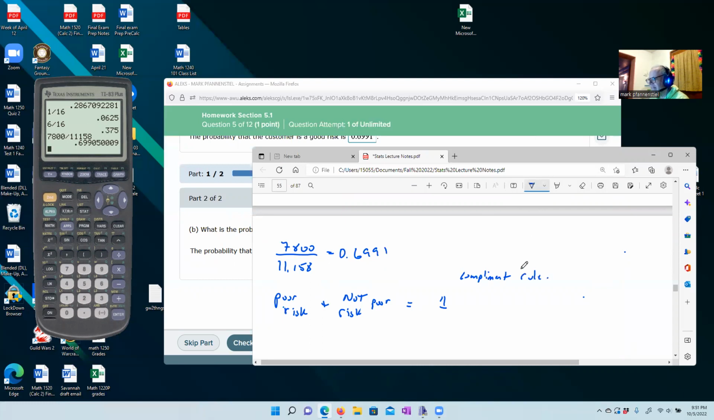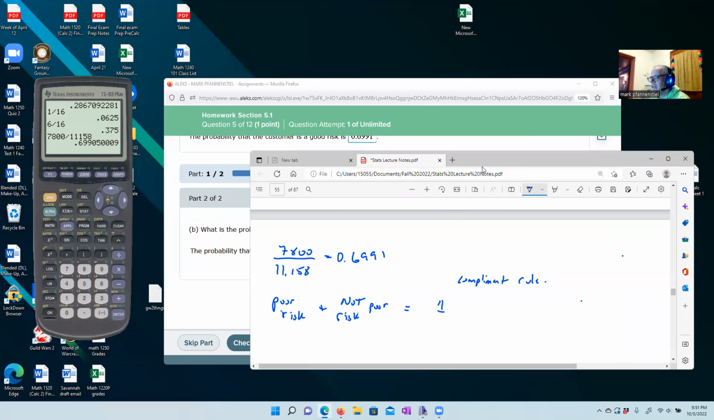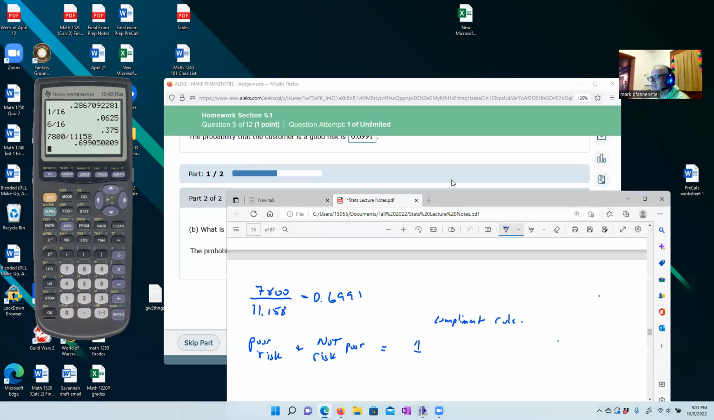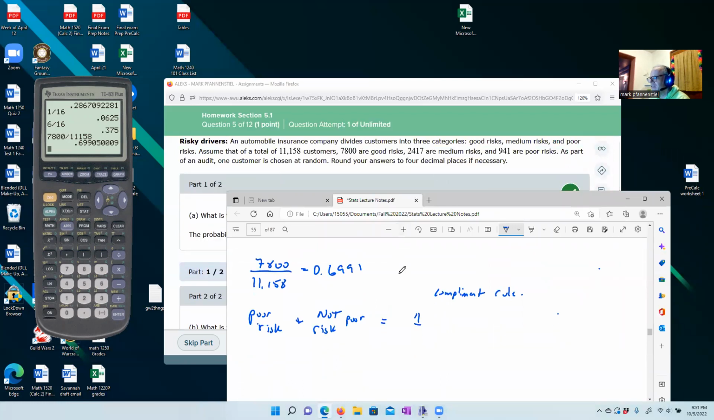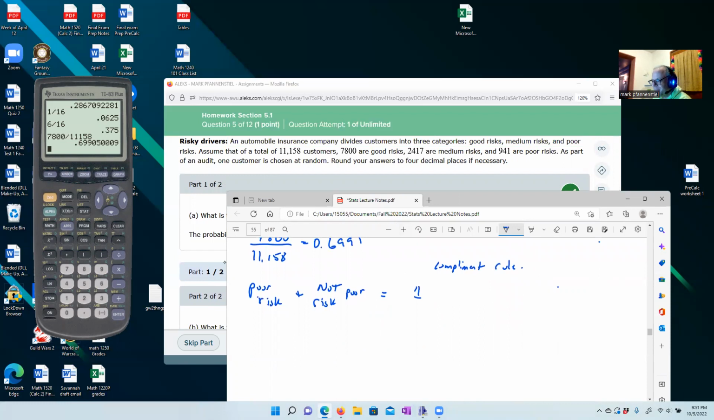Okay, the complement just means not the thing that we were talking about. So all we're going to do is calculate the probability of a poor risk. We have 941 out of these 11,158 people. There's a total of 11,158.